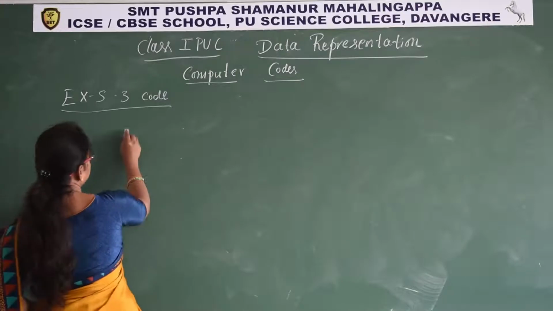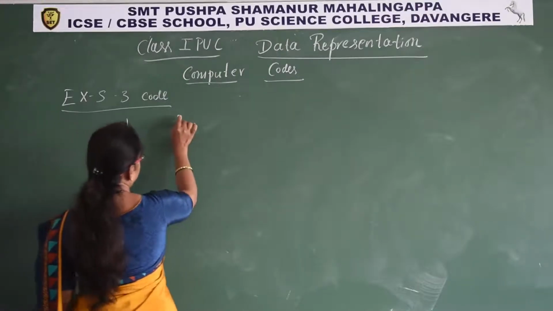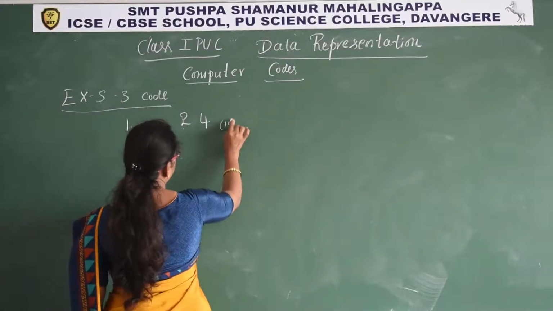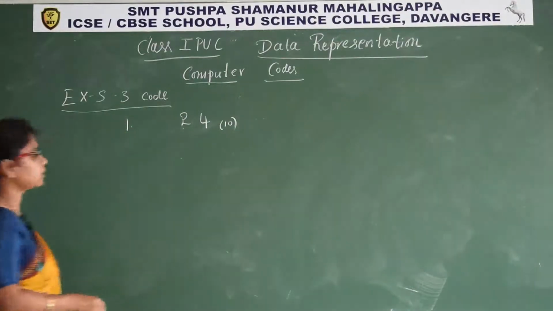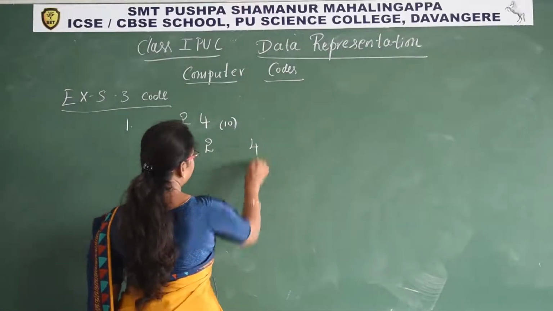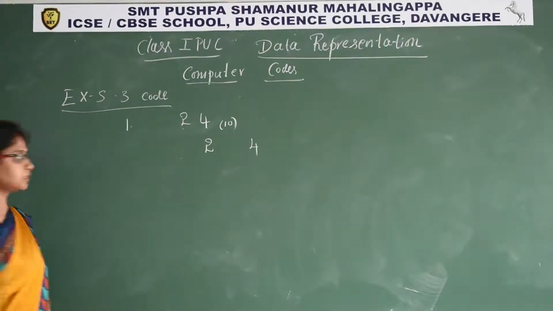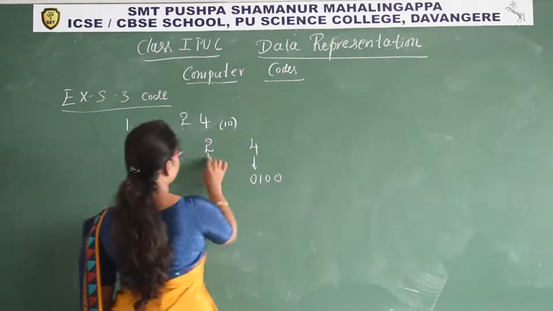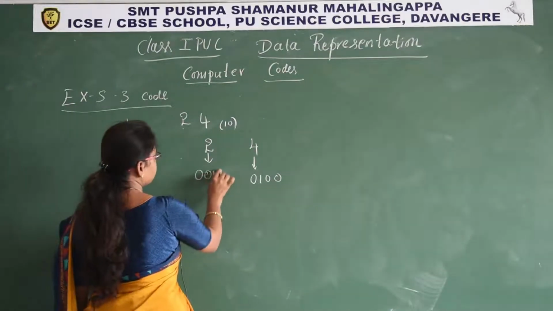For example, first one, 24 base 10. Then how to write X3 code for 24? 2, 4. How to write 4 in 4 bits? 0100, and 2 is 0010.